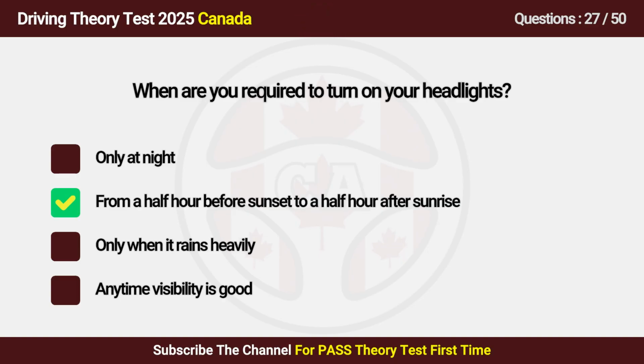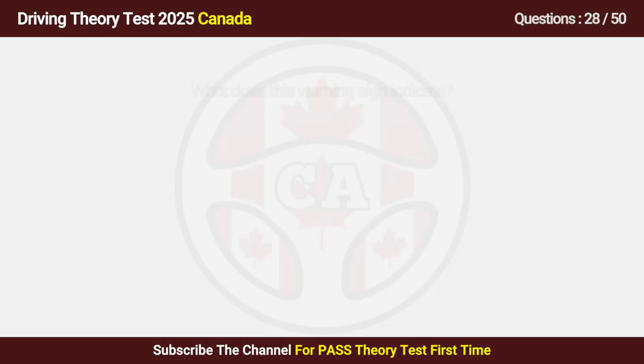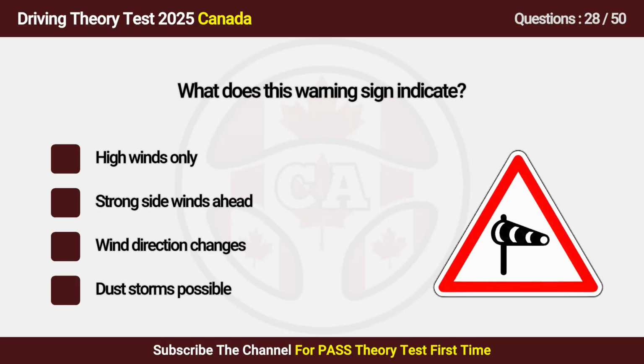Answer is B, from a half hour before sunset to a half hour after sunrise. By law, headlights must be on from a half hour before sunset to a half hour after sunrise, and at any other time when visibility is poor due to weather. Question 28. What does this warning sign indicate?